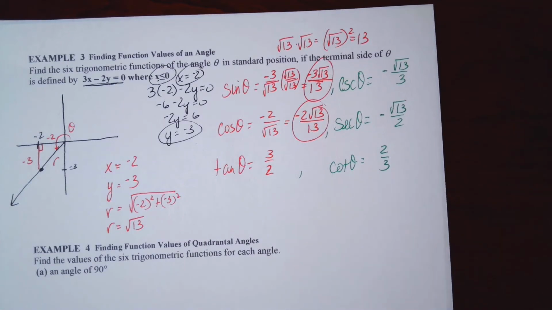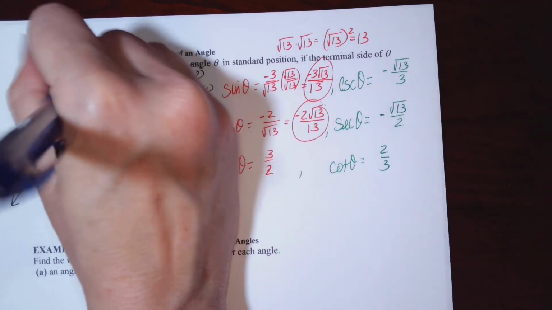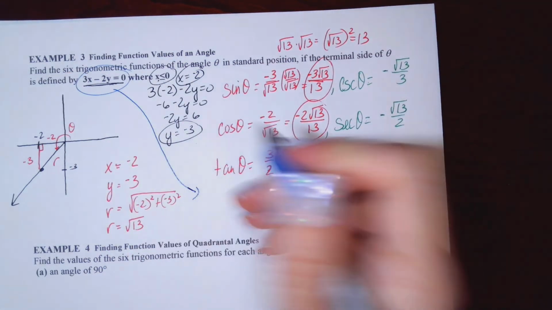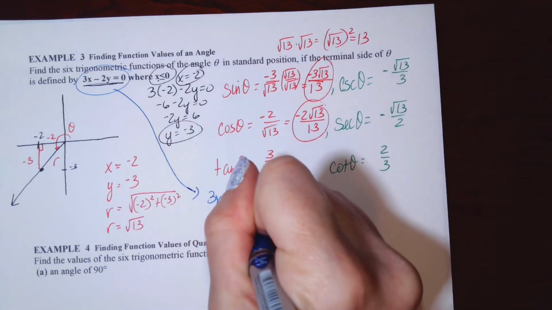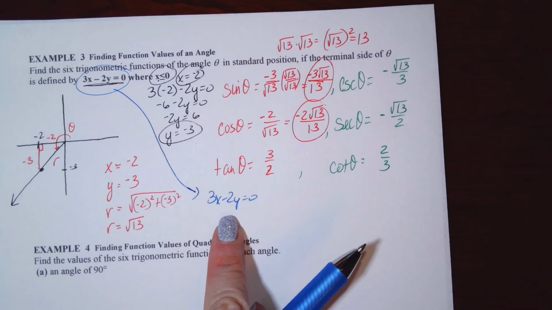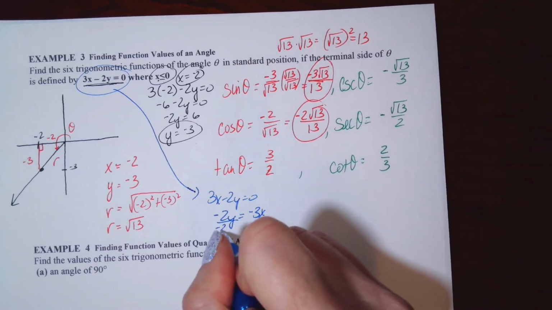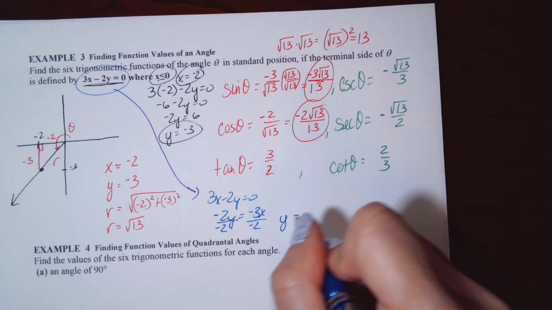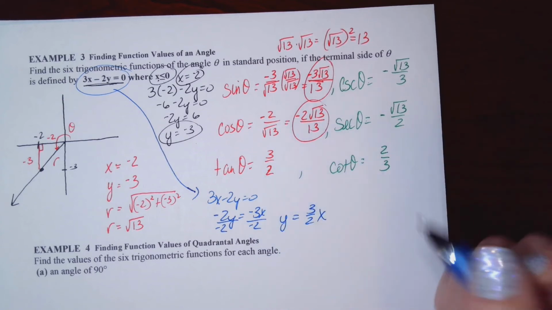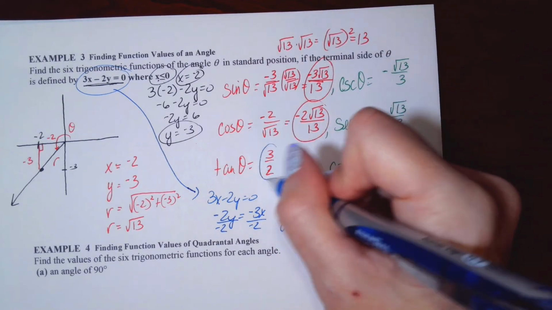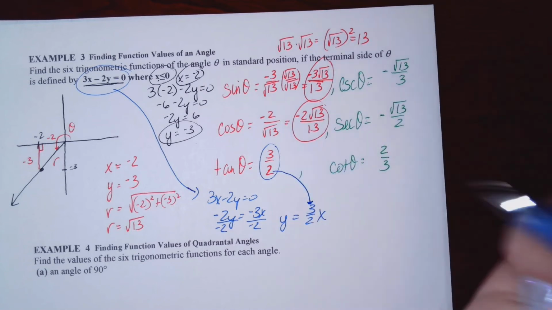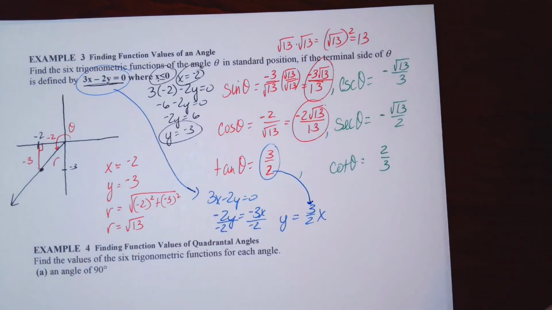One other thing I wanted to point out, if I took my equation for my line, 3x minus 2y equals 0, and I solved for y to put it in slope-intercept form, I get that y is equal to 3/2 x. I see that my tangent value is the slope of that line.